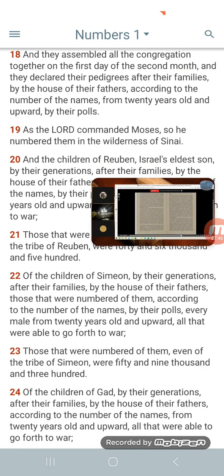Salaki, real quick. This is Numbers 1:18: And they assembled all the congregation together on the first day of the second month, and they declared their pedigrees after their families, by the house of their fathers, according to the number of the names, from twenty years old and upward, by their polls. So lineage goes back to the house of the father.